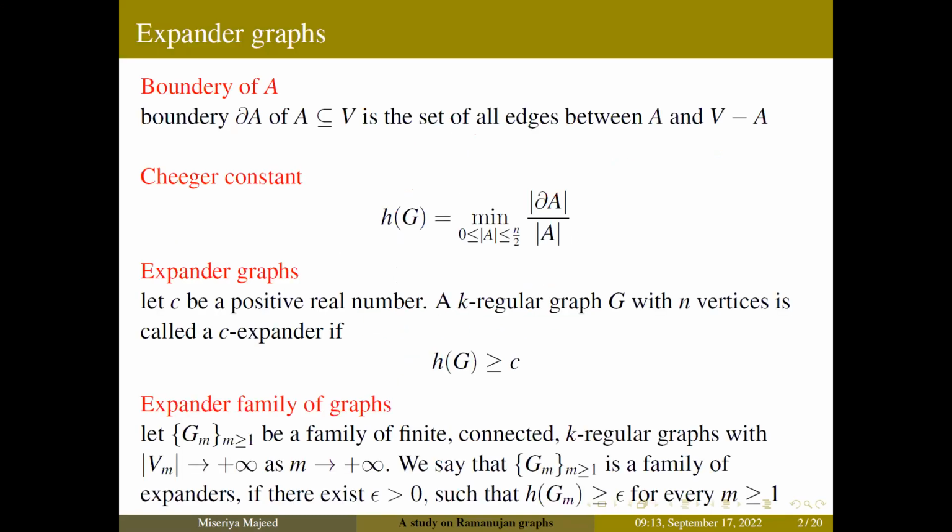Now, starting from expander graphs, the boundary of A is the set of all edges between A and B minus A. The Cheeger constant h of G is defined as the minimum over all A of the cardinality of the boundary of A by the cardinality of A. Then an expander graph is a k-regular graph G with n vertices if h of G is greater than or equal to C, which is a constant. Now, moving to an expander family of graphs, which is a family of k-regular graphs which has Cheeger constant greater than or equal to C for all the graphs in that family.